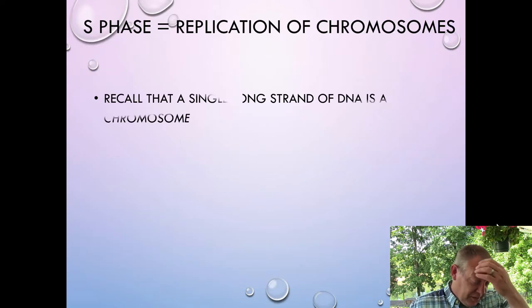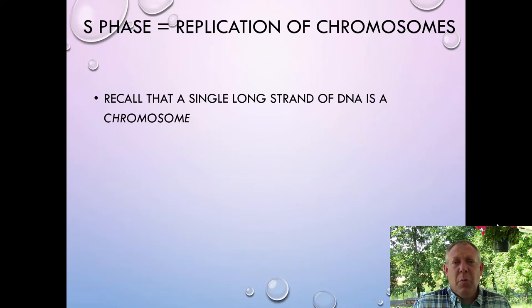Okay, during S phase, this is when your chromosomes become replicated. So you remember, a chromosome is a long strand, one piece of DNA, right? DNA is a long linear molecule, and so that one long piece of DNA is a chromosome.